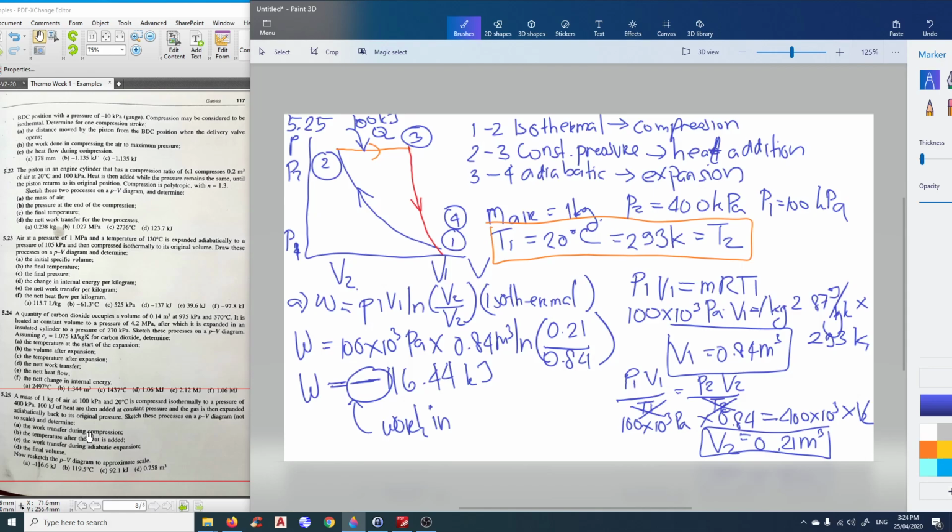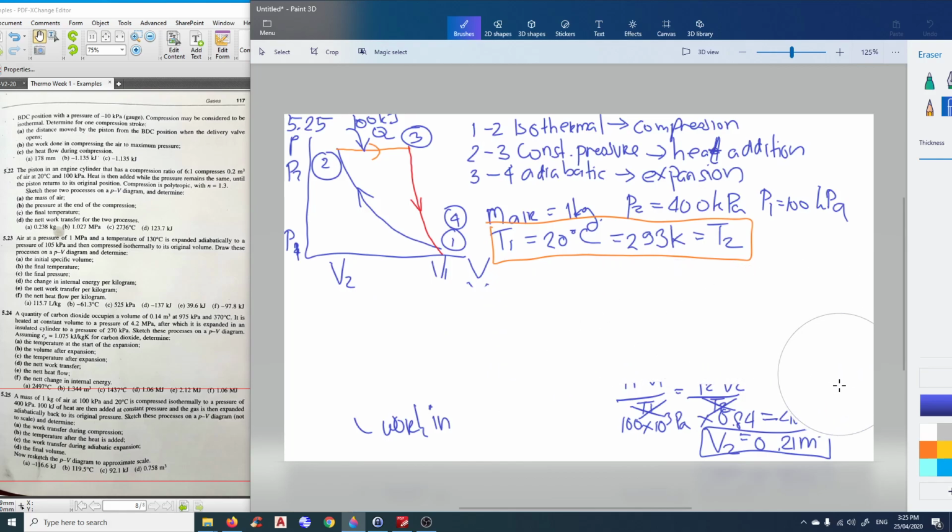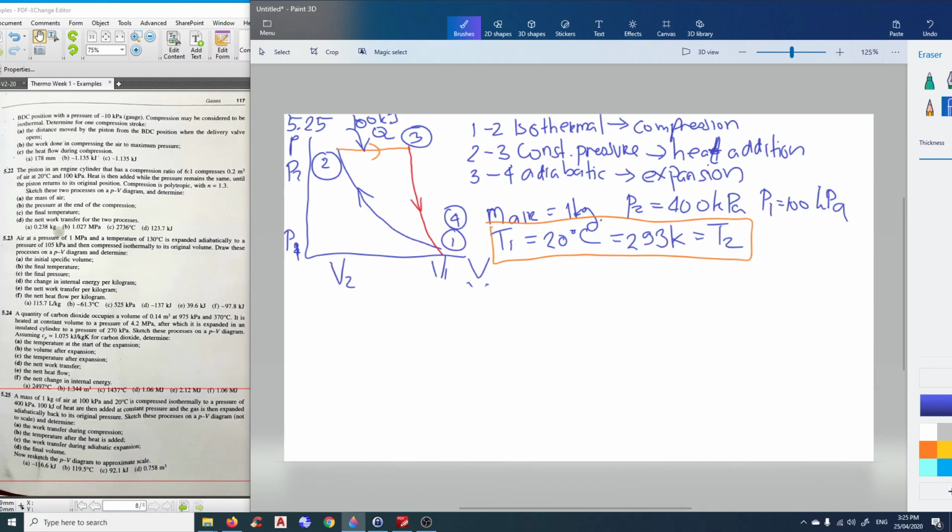Question B, the temperature after the heat is added. So where is it? The heat is being added from 2 to 3. So the heat that is being added is at 3. Let's clean the board. Question B.